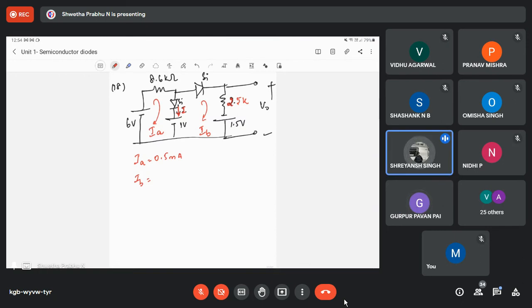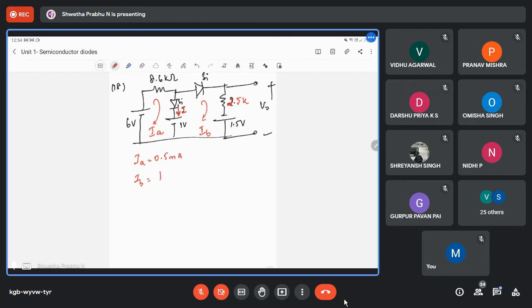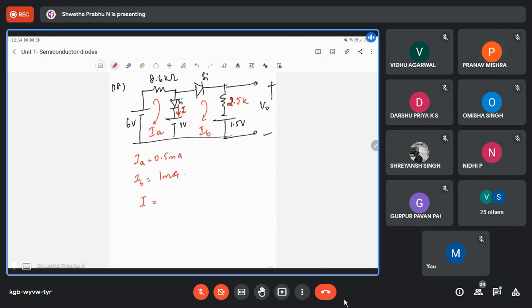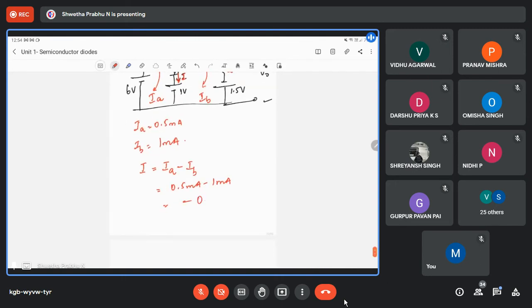Ma'am, 1 milliamp. 1 milliamperes, correct. It is 1 milliamperes. So what is the main current now? The main current is IA minus IB. Correct, no? So 0.5 milliamperes minus IB, which is 1 milliamperes. So the main current, what will you get? You will get a negative value of current. Yes, ma'am.